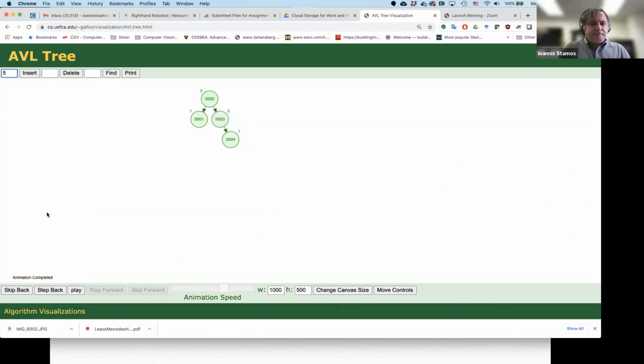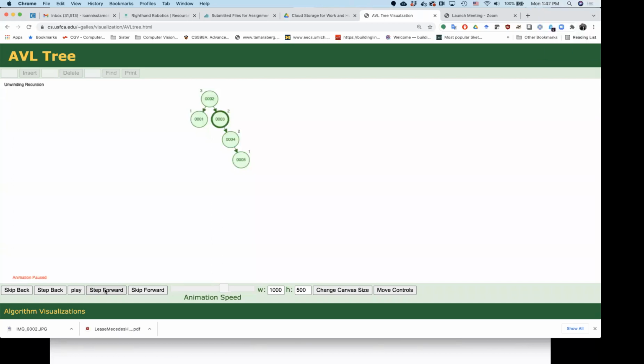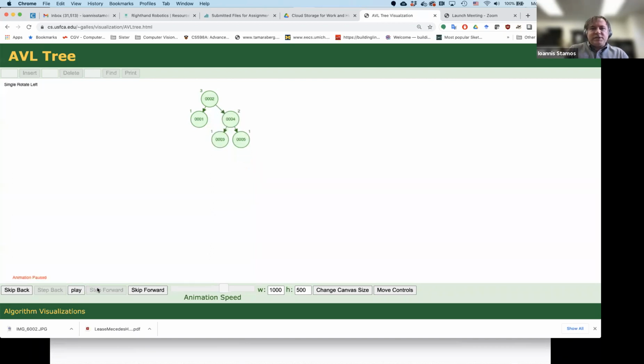Let's try to insert 5. Okay, so now let's see what happens. We go back. Do we have a violation there? No. Do we have a violation at 3? Yes. And it's a single rotation again. Why? Because we inserted to the right of 3 and to the right of 3's child. This is the case of a single rotation.